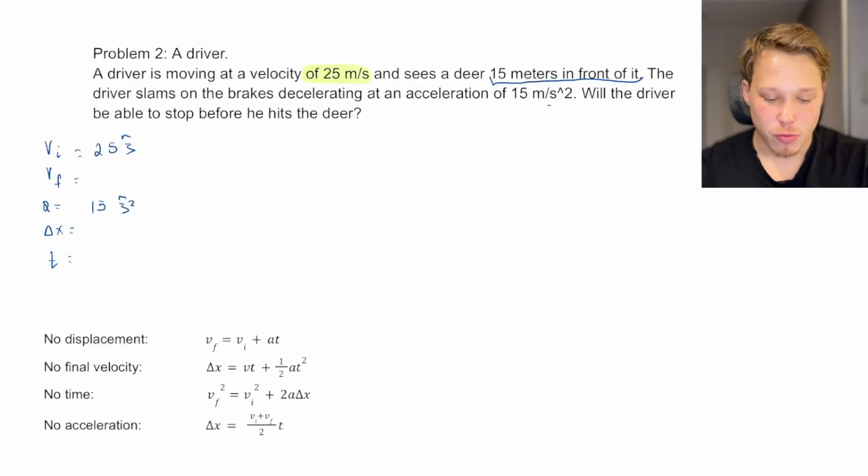Now remember, acceleration, sorry, my 5s are weird. Acceleration can be positive or negative because it's a vector. In this case, he's decelerating, so acceleration is negative. Will the driver be able to stop before he hits the deer?